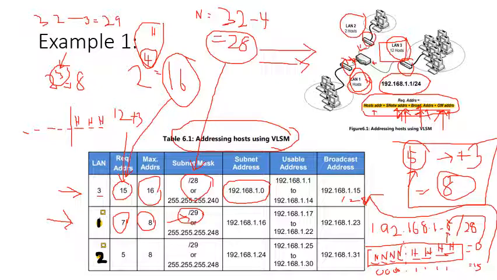Okay, so if you want to determine the subnet address, you need to know what is the last address in the subnet in LAN 3. It is .15, isn't it? So the first subnet must be at the first address after this, and the next address must be 16. So that's why we got 16 over here. 16 should be like this, 0, 0, 0, 0, 1, 0, 0, 0. This is dot 16.